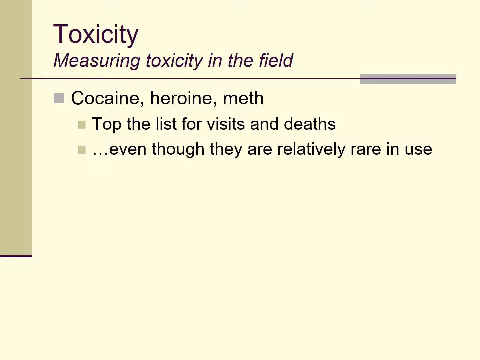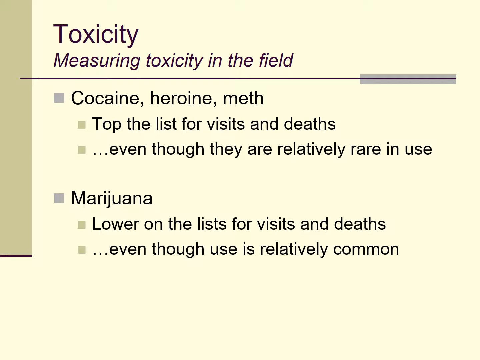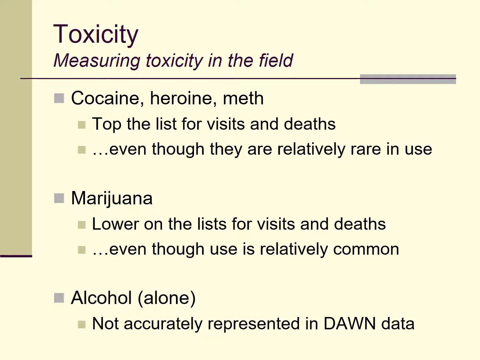Cocaine, heroin, methamphetamine, they top the list of visits and deaths, even though they're relatively rarely used, thankfully. Marijuana, as an example, is lower on the list for ER visits and deaths, even though it's a relatively more common drug to use. And alcohol, at least measured alone, is just not accurately captured in the Dawn data. It's tricky to measure because we don't have good counts of the number of people who end up in the hospital just because of alcohol, who weren't using other drugs or who were not underage.